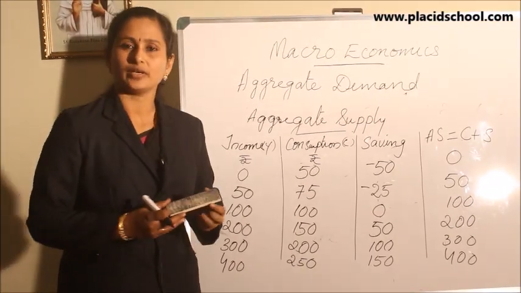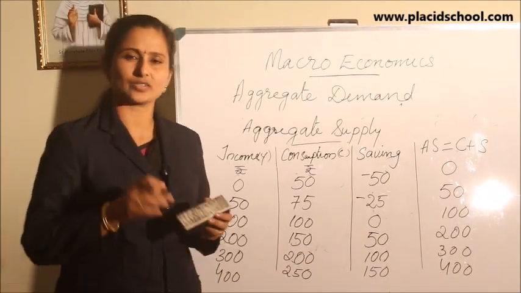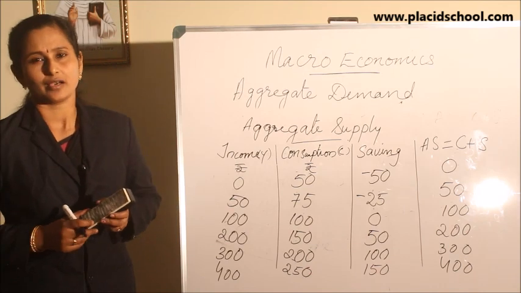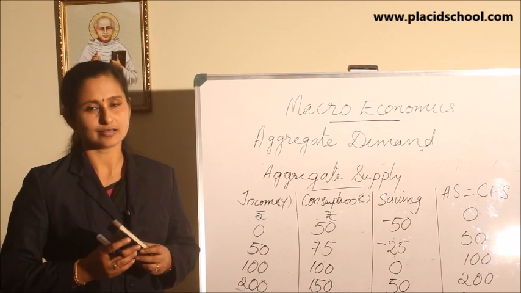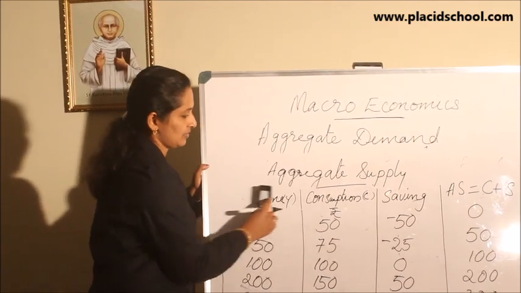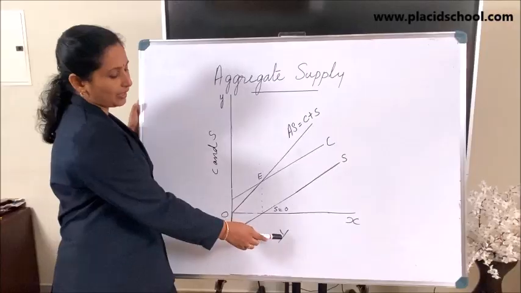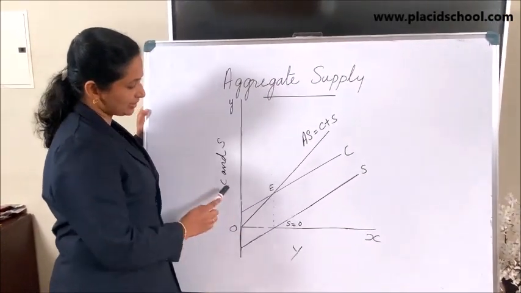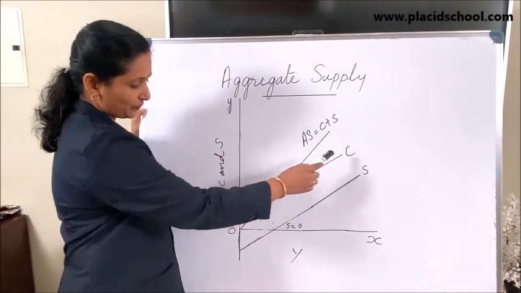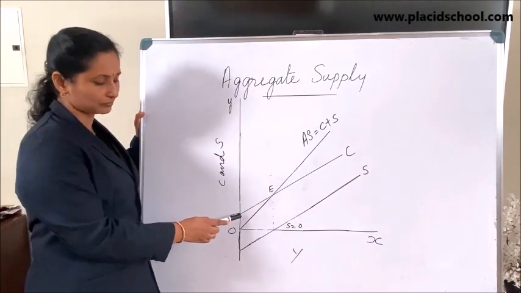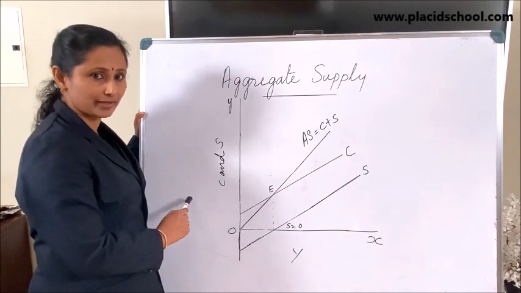What you have learned now is the meaning of aggregate supply. It is the total value of goods and services produced in the economy. Aggregate supply has two components, consumption expenditure and saving. We can represent this table with the help of a diagram. Income is measured on the x-axis, consumption and saving are measured on the y-axis. C is the consumption curve which starts from the y-axis, due to the presence of consumption expenditure at zero level of income.